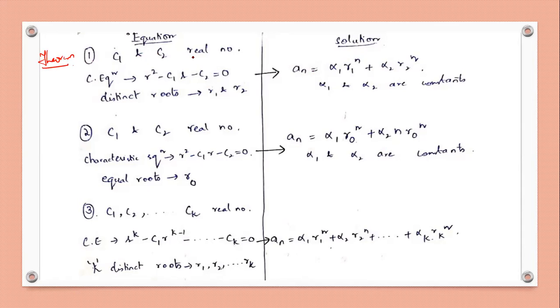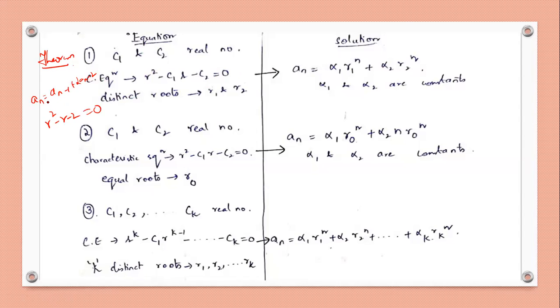So theorem 1 is: C1 and C2 are real numbers. In that case, our characteristic equation will be r squared minus C1 r minus C2 is equal to 0. Suppose I take an example where our equation is given as a_n = a_{n-1} + 2a_{n-2}. Then we get the characteristic equation in this way. What will be the characteristic equation for this? r squared minus r minus 2 is equal to 0.